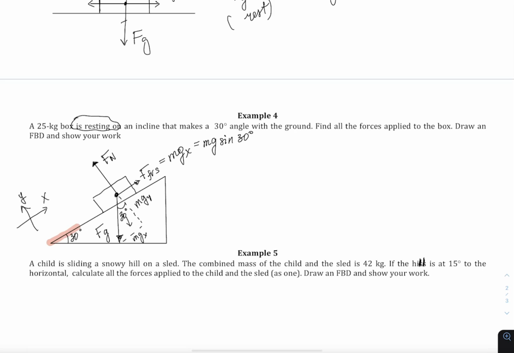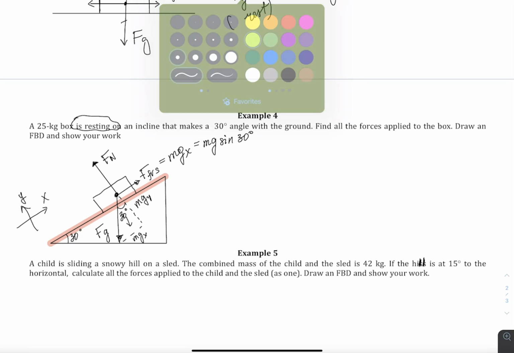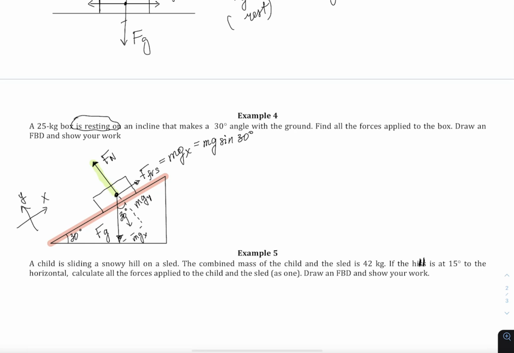And this is our surface right here. This is a force provided by the surface. So it's called normal because it is perpendicular to the surface that is providing it. And that normal force right here is going to be equal and opposite to this part of gravity, whereas force of friction is equal and opposite to this part of gravity. And again, notice that the components of gravity, mgx and mgy, are dotted because they are not real forces. They're just components of gravity.